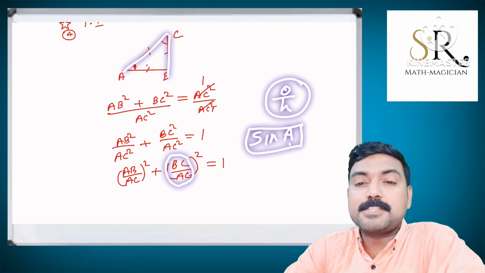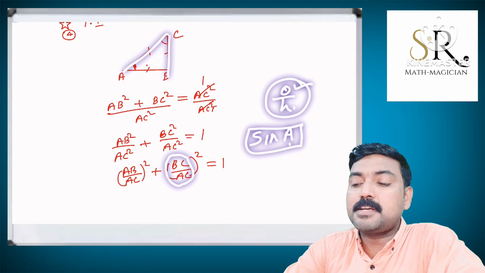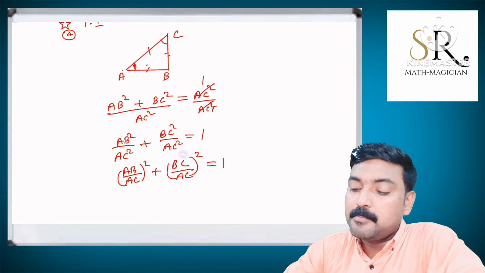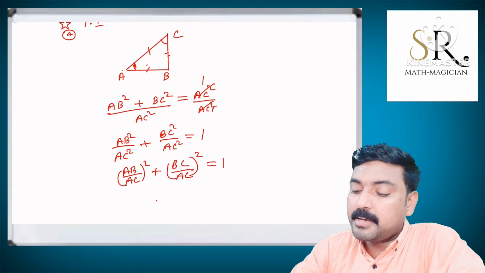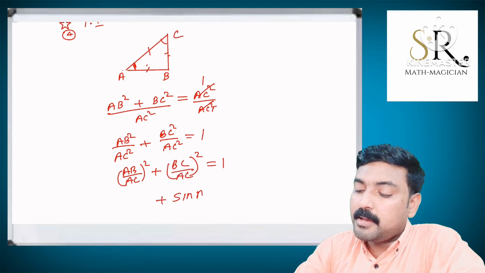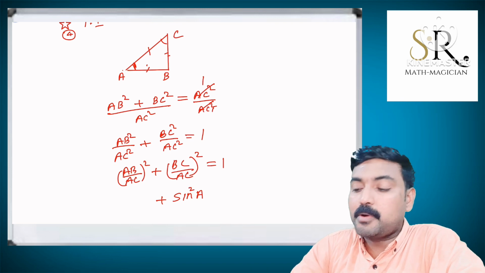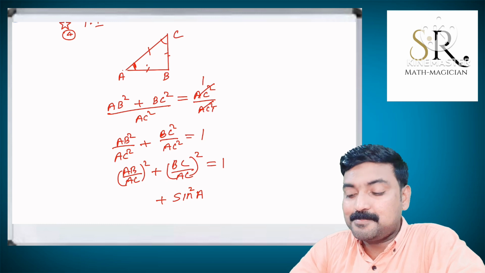Because based on this angle A, this is the opposite side and the hypotenuse is dividing. So here opposite is BC, hypotenuse is AC. So instead of that we can write sin A. This having a square, so we can give sin square A. Don't give A square, because A square means the square of the angle.